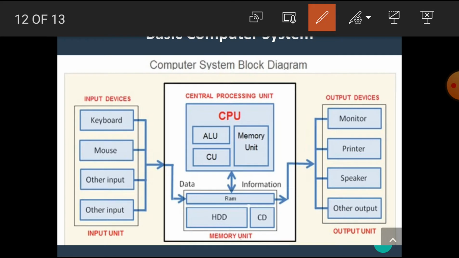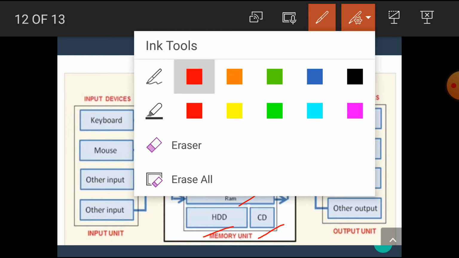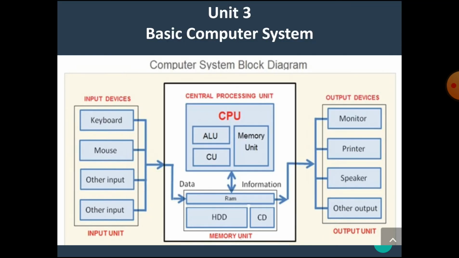Let's see the central processing unit here, the CPU. The CPU contains mainly arithmetic and logic unit, control unit, and memory unit. Also, it has separate memory units like RAM, that means random access memory, hard disk drive, CD drive, etc. I hope you all understand the block diagram of computer system and the detailed block diagram of the central processing unit. Okay, thank you.